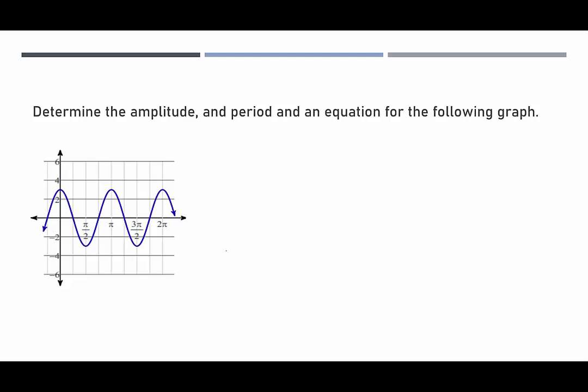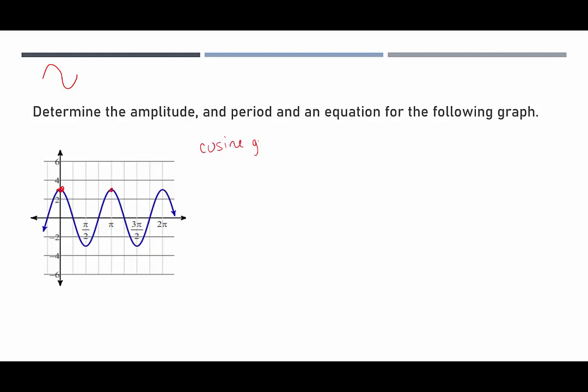Okay, so now we're going to be given a graph. We want to determine the amplitude and period, and then one equation for the following graph. Judging by this, it starts at the top, goes down, and comes back to the top. So this indicates to me that it's a cosine graph, right? Because sine usually starts in the middle and goes back to the middle, whereas cosine starts at either the high or the low and goes back to the high or the low. All right, so we know that this is a cosine graph.